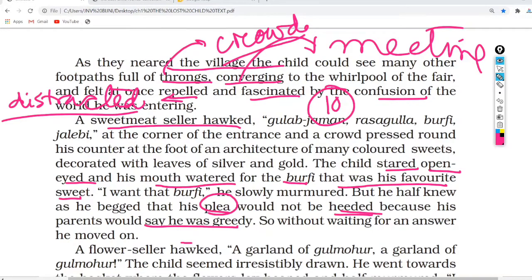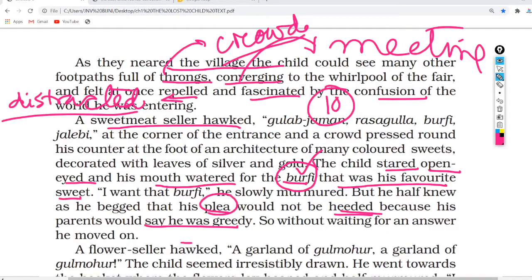So what is the kind of sweet that the child actually liked? He liked the burfi. There may be an MCQ question: what sweet did the small child like? Then many things may be given: gulab jamun, rasgulla, burfi, jalebi. Then you will have to give the tick mark on burfi. That was his favorite sweet.